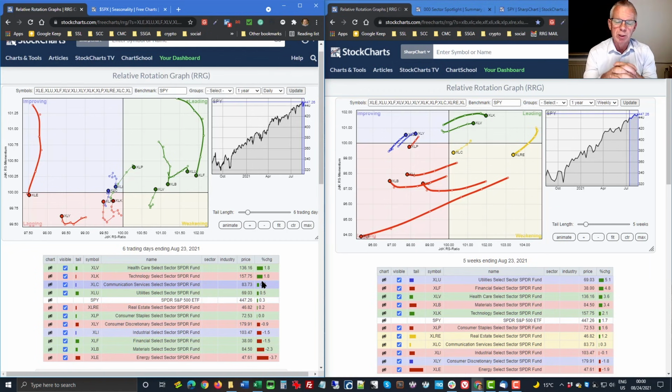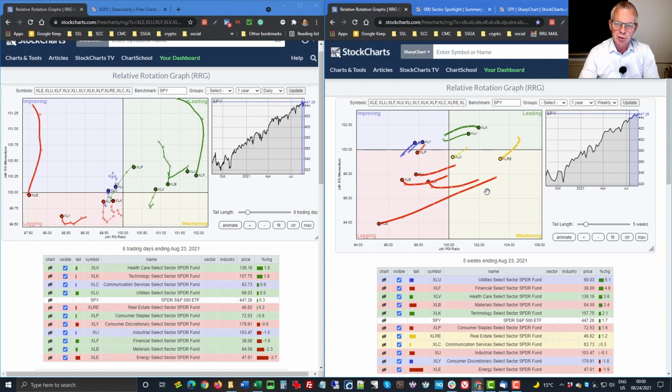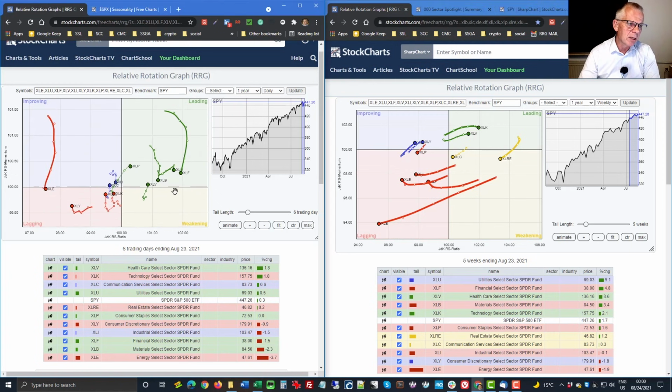The clearest signal, if you want to talk about that, is probably coming from the energy sector, which is a straight move into the lagging quadrant on the weekly RRG, and it rolled over in improving, and it's now hitting the lagging quadrant on the daily RRG. Let's quickly go over the other sectors. So utilities, quite good, hooking down here on the last day. Real estate, close to the benchmark, picking up in line with what's happening on the weekly scale.